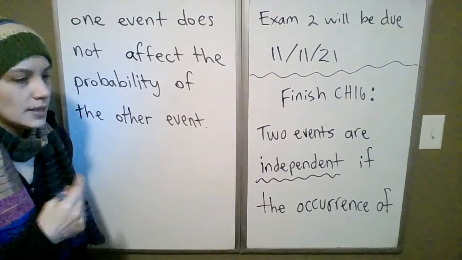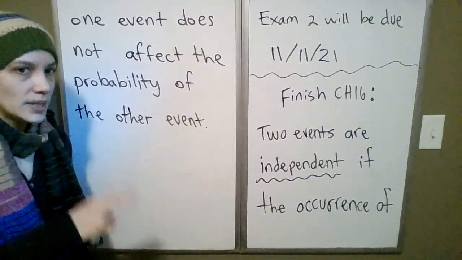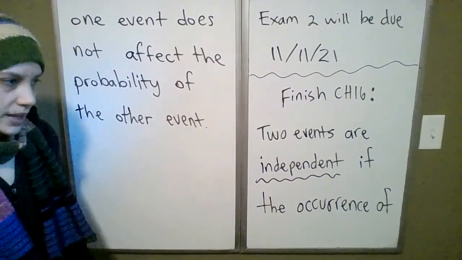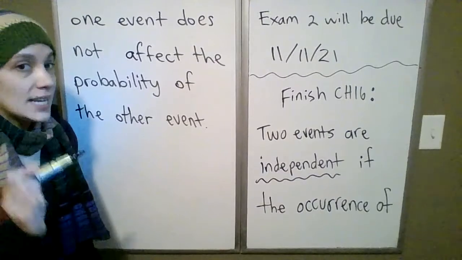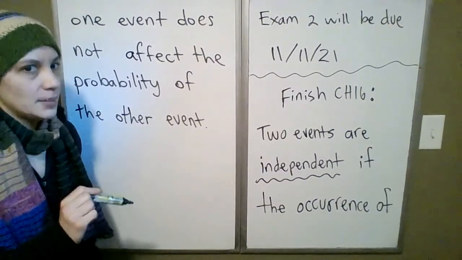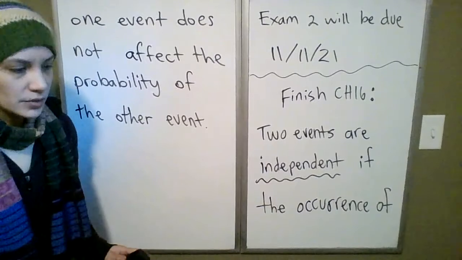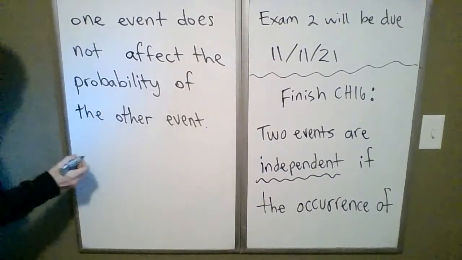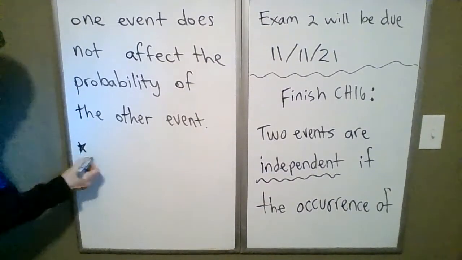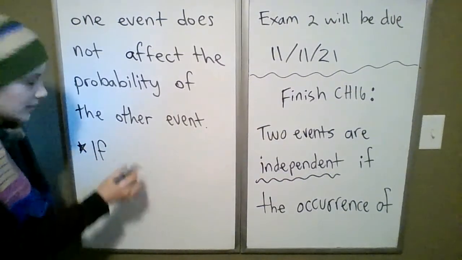And I think it takes a few examples and practice problems to kind of recognize when events are independent or dependent. And we'll do our best today. But if your events are independent, then you can use this rule. It's a multiplication rule only for independent events. So we'll call the events A and B.